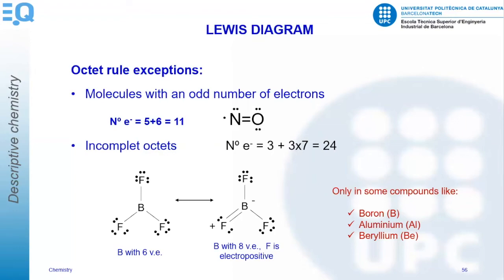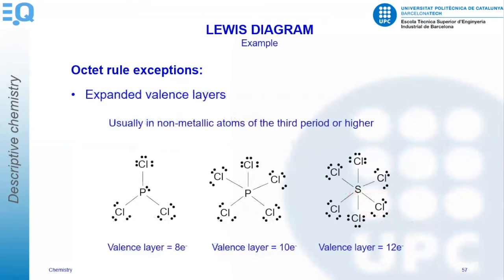Now, we can see that there's an equilibrium between the two molecules or the two representations. The first one is boron with 6 valence electrons, which is found in equilibrium with boron with 8 valence electrons, and fluorine is electronegative. This basically happens in some compounds that include boron, aluminium, or beryllium. Another example would be expanded valence layers, which happens usually when we have a non-metallic atom of the 3rd period or higher. And here are some examples as well.